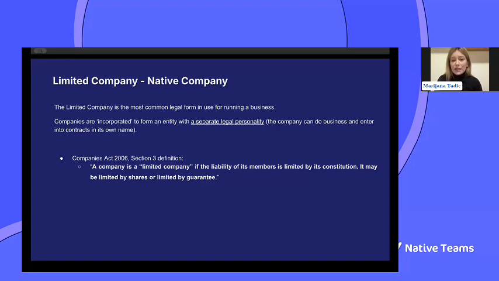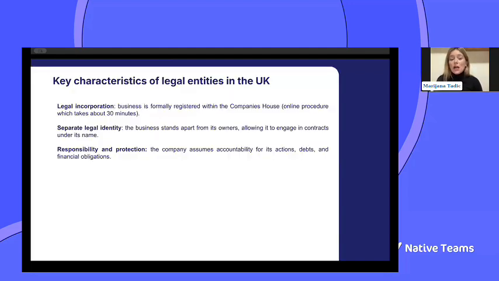A company is a limited company if the liability of its members is limited by its constitution. And of course, it can be limited by shares or limited by guarantee. Also, I gathered a few key characteristics of legal entities in the UK. First things first, we have legal incorporation. The incorporation itself, now in the 21st century, can be done online, which is an advantage.